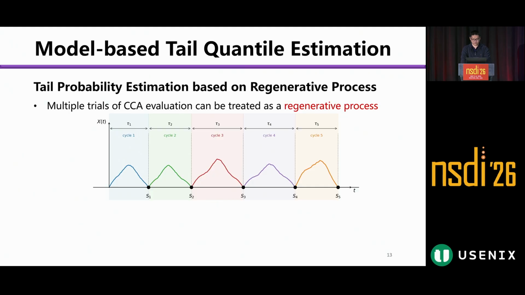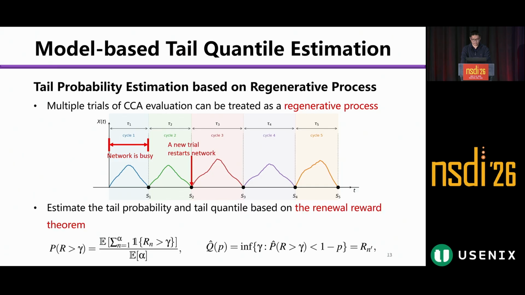So we make the tail probability estimation based on the regenerative process. We treat multiple trials as a regenerative process. During one trial, the network becomes busy and evolves according to the workload and the congestion control behavior. When a new trial starts, the network is restarted, so the process regenerates. Hence, we can estimate the tail probability and tail quantile based on the renewal reward theorem as shown in this equation.